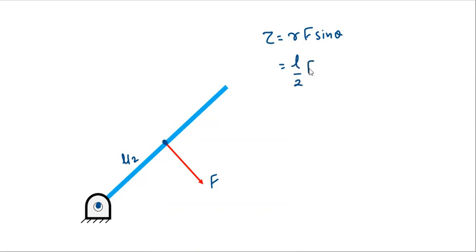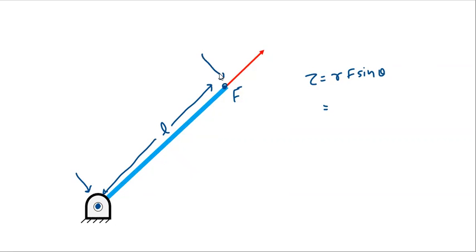How much force is there? The force is F. Now how to calculate sine theta? What you have to do is extend this line. And what is the angle between this line? It's 90 degrees. And sine 90 is what? Sine 90 is 1. So torque is L by 2 F. Okay, let's take one more example.